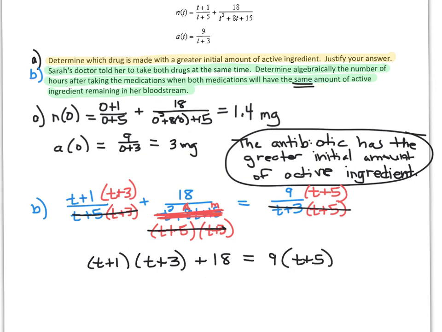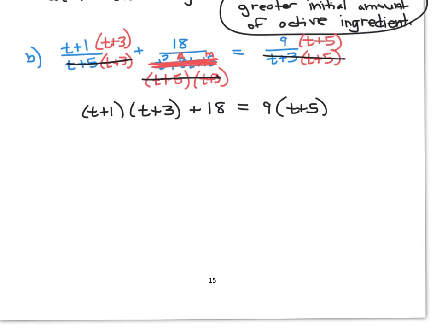All right, so we just have to solve, so this shouldn't be too bad. All right, so right here we're going to double distribute, right? T times t is t squared. T times 3 would be 3t. 1 times t is 1t, which is just positive t. And 1 times 3 is 3. I'll bring down my plus 18 and my equals. And then when we distribute the 9 times t is 9t. And 9 times 5 is 45.